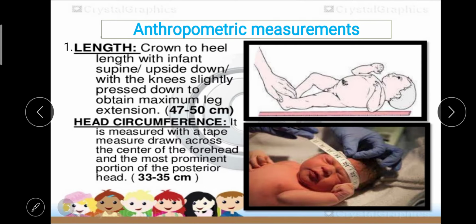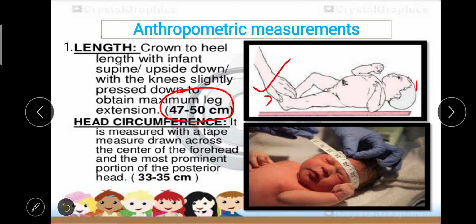Next we are going to check the anthropometric measurements. It means height and weight. First we are going to see the length. The crown to heel length is measured with the infant supine, with the knees slightly pressed down to obtain the maximum leg extension. If you see this picture, you will notice from here it is called crown to heel. When we check, we slightly press the knee so we get the optimum measurement. The normal length or height of the baby is 47 to 50 centimeters.